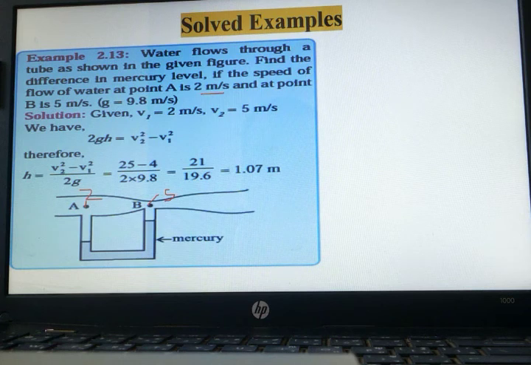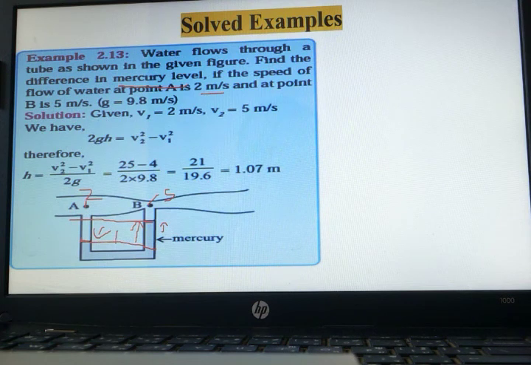What we have to find out is the difference in the mercury level. You can see the mercury level at one end is rising and at the other end it is falling down. So we have to find this difference in the mercury level from here to here.